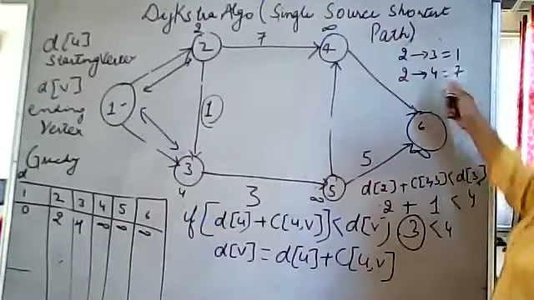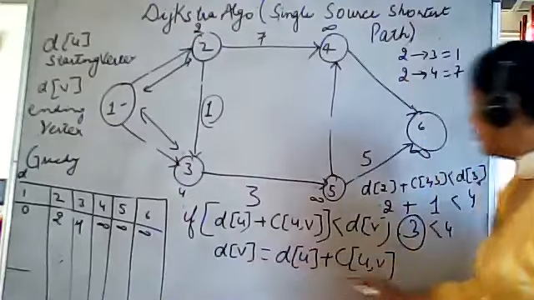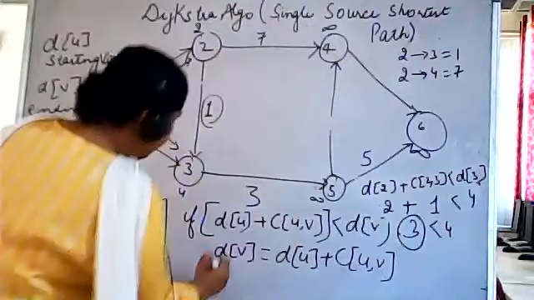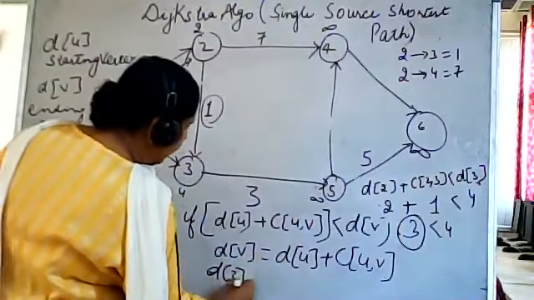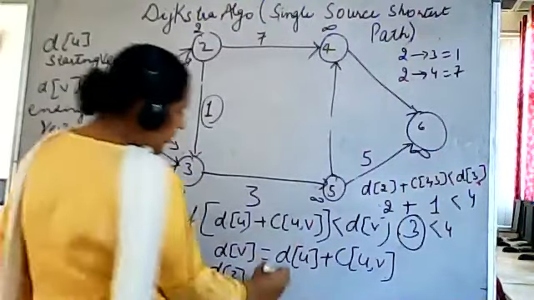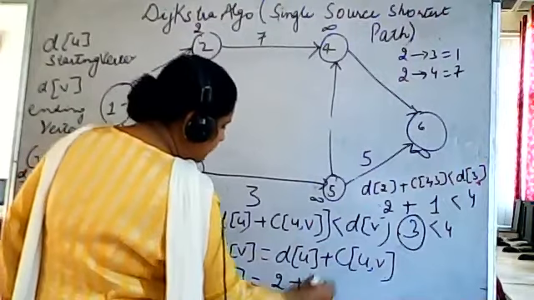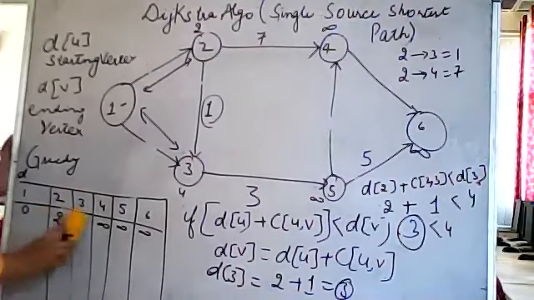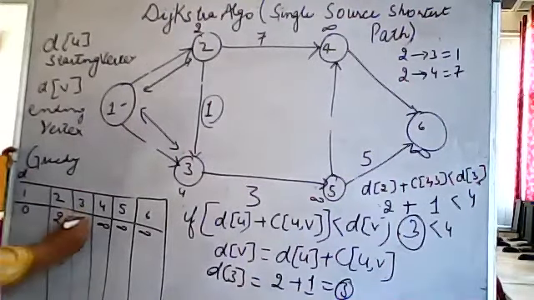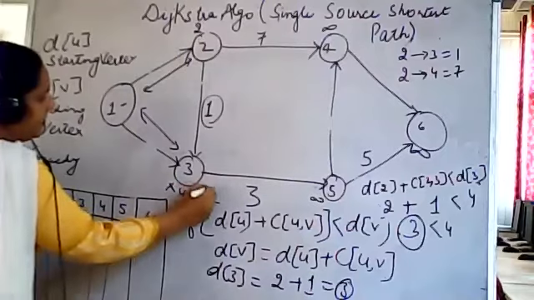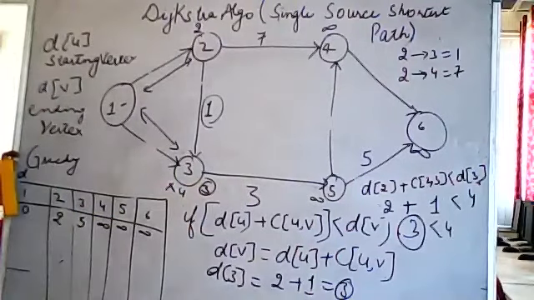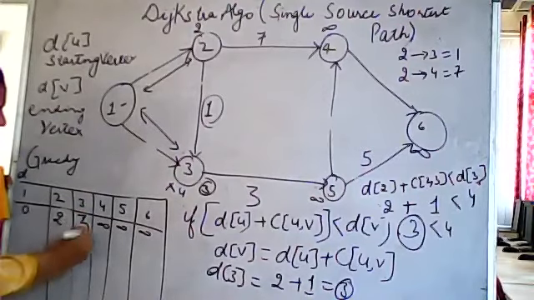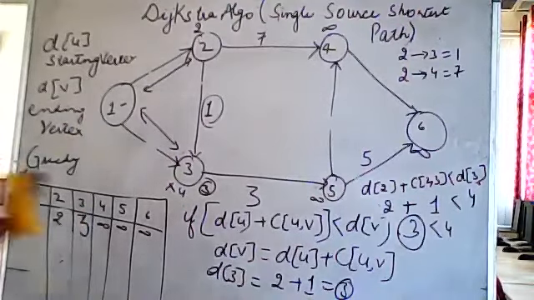Because the edge value has come, dv is equal to du plus c of u comma v. So it is giving me d of v, that is d of 3, is equal to d of u. D of u is what? 2 plus c of u comma v is 3. But we have the value here as 4. So you are going to update it with 3. So I think if you are able to see, then it's okay.